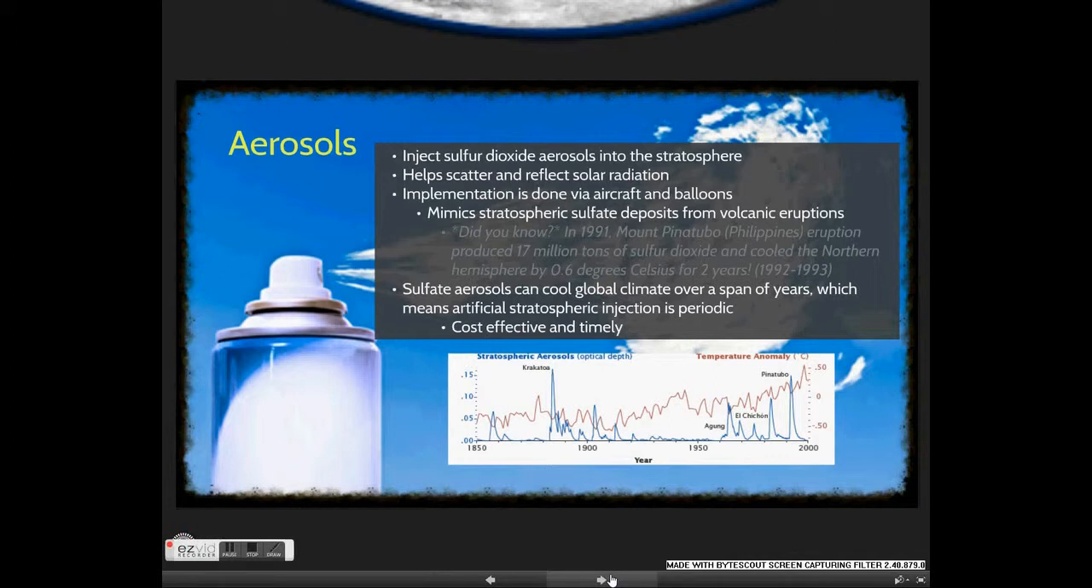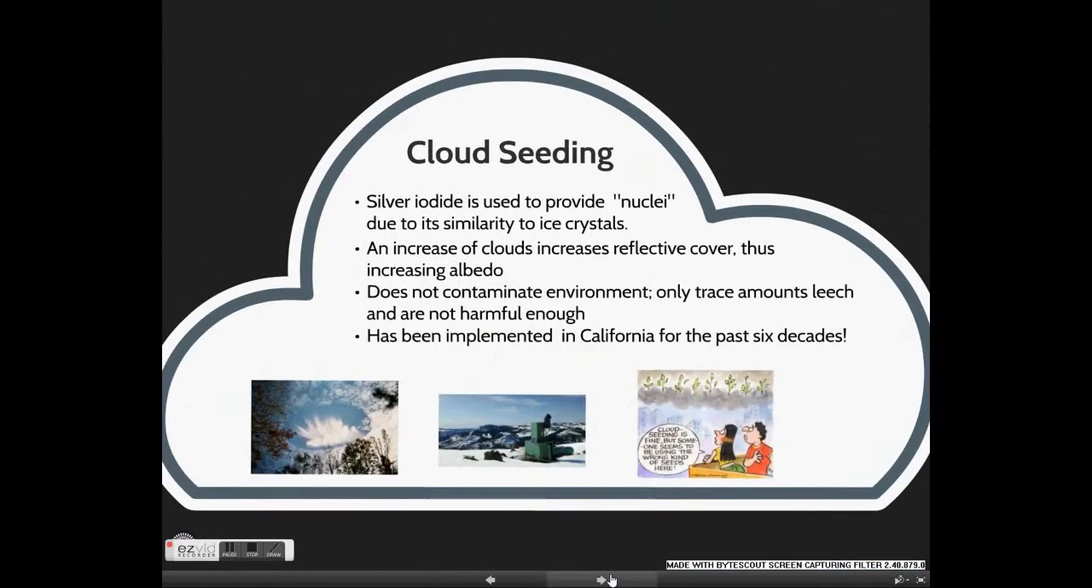And did you know in 1991, Mount Pinatubo in the Philippines, the eruption produced 17 million tons of sulfur dioxide and cooled the northern hemisphere by 0.6 degrees Celsius for 2 years. And if that's the case, sulfate aerosols can cool the global climate over a span of years, which means artificial stratospheric injection is only periodic. Thus, it is cost-effective and timely.